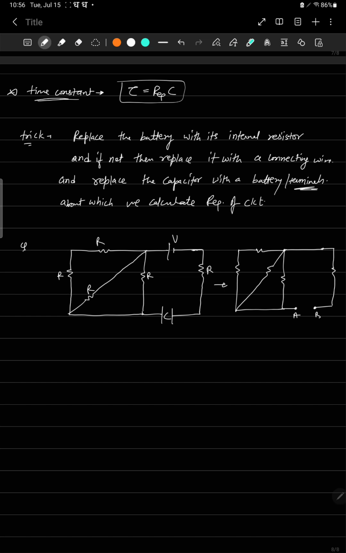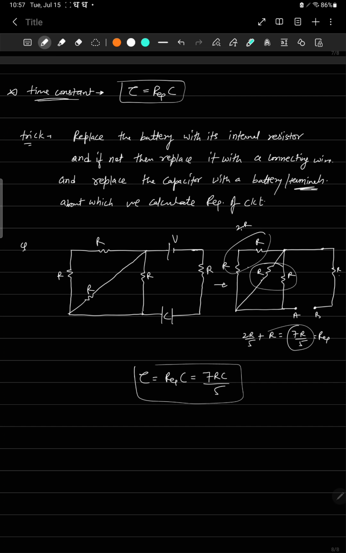Now I need to calculate the R equivalent between A and B. So apply the series-parallel combinations. These two are in series, 2R, and the other R's are in parallel, R by 2. So 2R and R by 2 are in parallel, which basically is 2R by 5. And 2R by 5 is in series with this one, so 2R by 5 plus R, which is 7R by 5. So this is our R equivalent. The time constant is R equivalent times C, so 7RC by 5. That's it, this is the answer of this question.